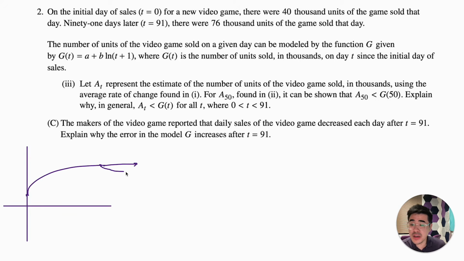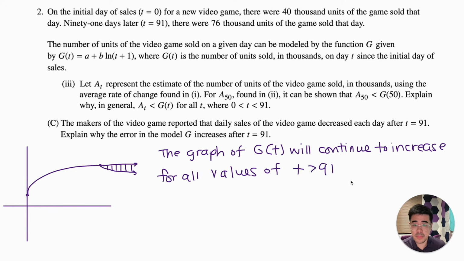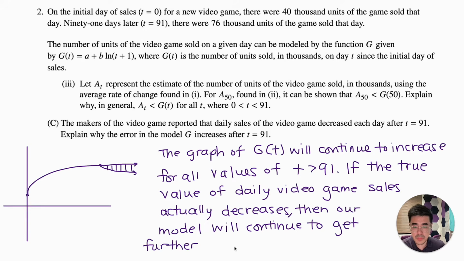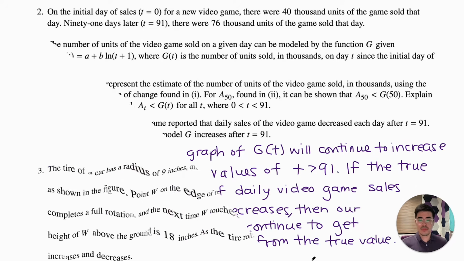Now, if the true value starts to decrease after day 91, you can see that the value of our model is going to start to get further and further away from a decreasing value over there. So we need to be able to explain this in a complete sentence. The graph of g of t will continue to increase for all values of t greater than 91. If the true value of daily video game sales actually decreases, then our model will continue to deviate from the true value, thereby increasing the error.